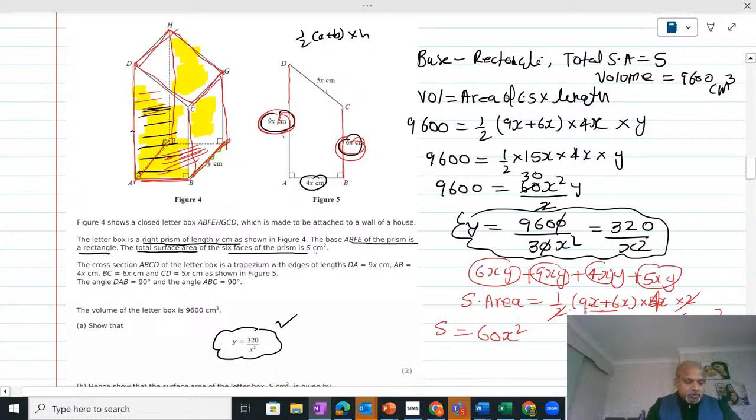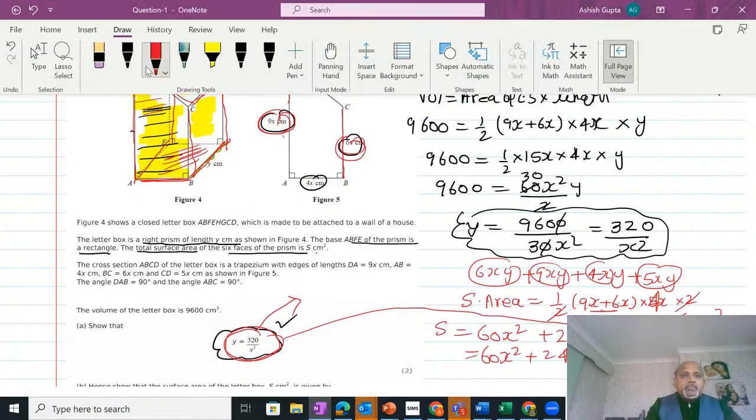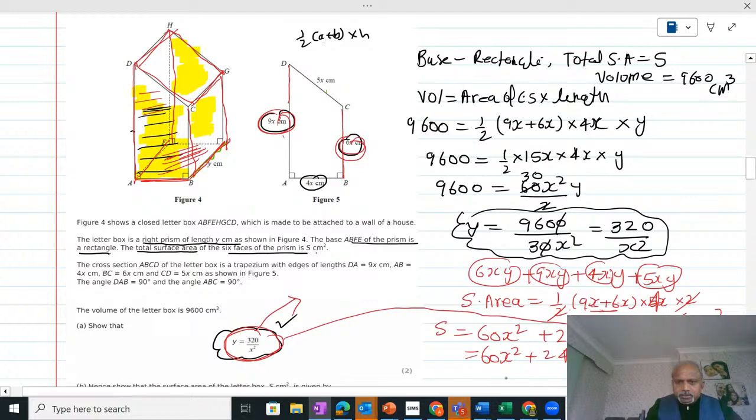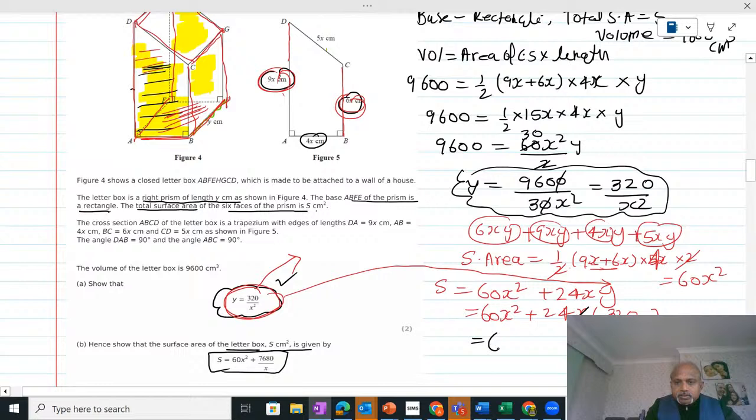So this becomes 24xy. So 60x squared plus 24xy. Now y is 320 over x squared, so just put the value of y here. So it should be 60x squared plus 24x times 320 over x squared. Now let's simplify. Once we simplify, 1 x will be cancelled. So it should be 60x squared plus 24 times 320.